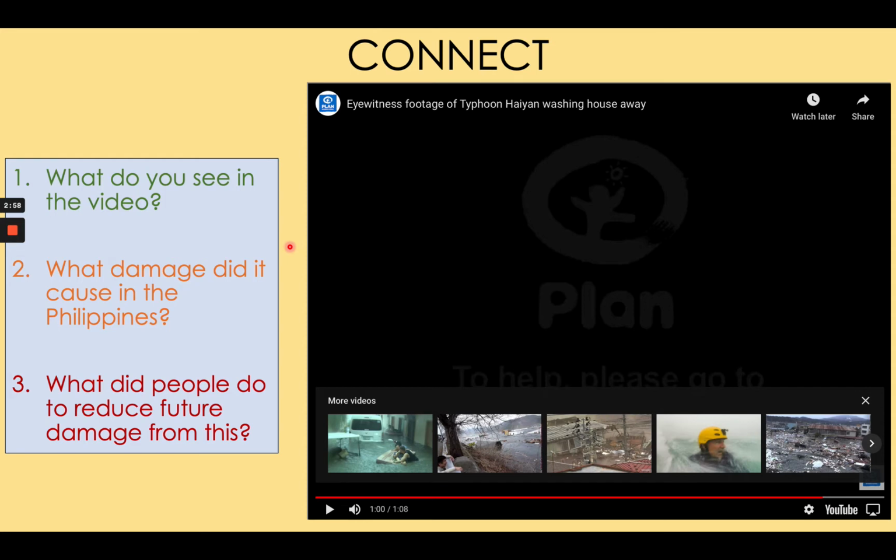3, what do you think people did to reduce future damage from events like this? Well, you could have said they might have built storm shelters on high ground, on stilts. You might have said that they built sea defences, such as sea walls, which might have prevented the storm surge from flooding the land. All these ideas we're going to understand today, so that you may understand in future how to protect a country from the hazards created by tropical storms. Let's go.